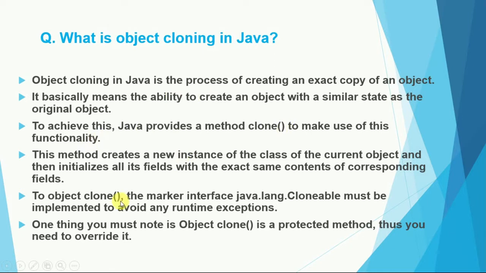To achieve this, Java provides an inbuilt clone method to make use of this functionality. This method creates a new instance of the class of the current object and then initializes all its fields with the exact same content of the corresponding fields. For object clone, the marker interface java.lang.Cloneable must be implemented to avoid any runtime exception. One thing you must notice, Object clone is a protected method, thus you need to override it. We already discussed that if we have a protected method, we need to override it. Okay.